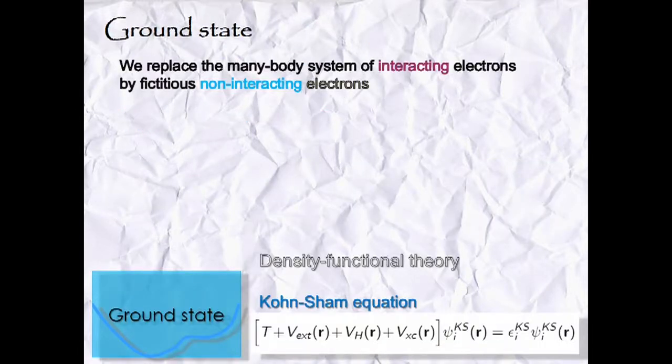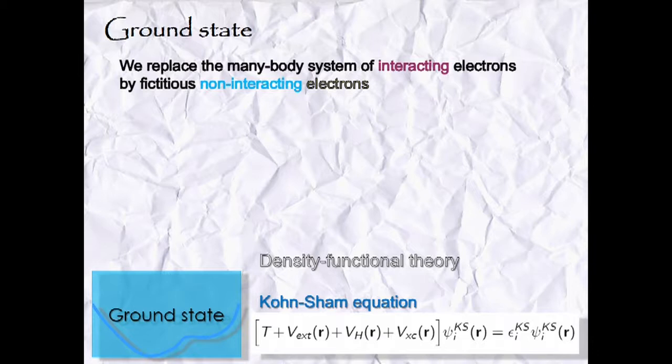So how does this equation look like? This is the so-called Kohn-Sham equation, which we use for the ground state. It looks like this. Basically, it has a kinetic energy term, it has an effective potential, and it comes with single particle energies and single particle wave functions, Kohn-Sham energies and Kohn-Sham wave functions.